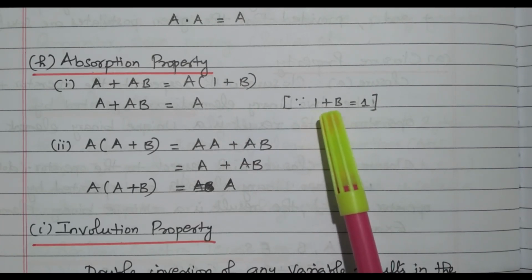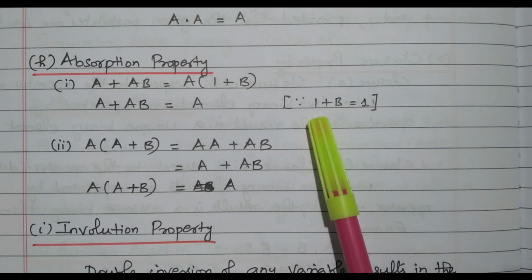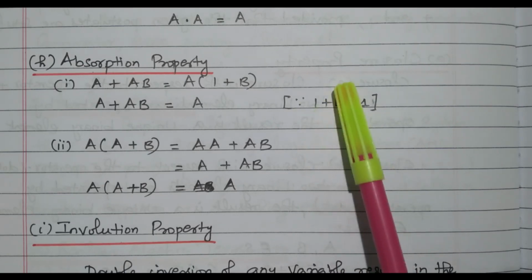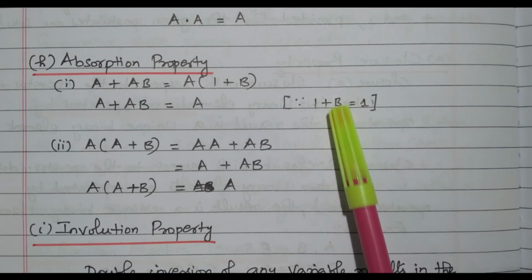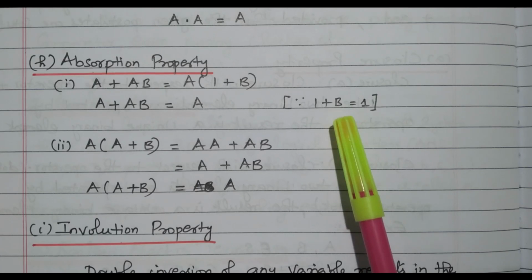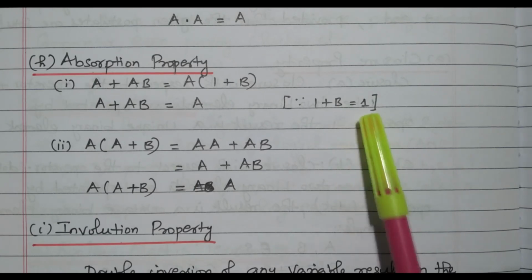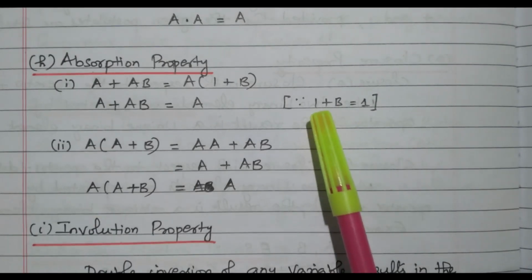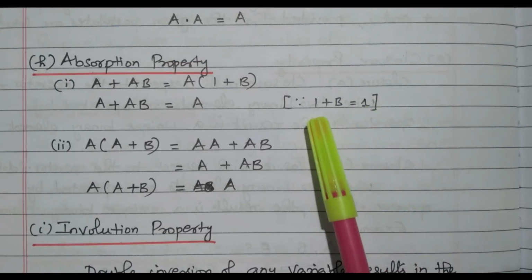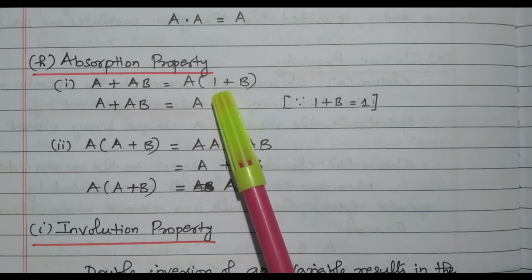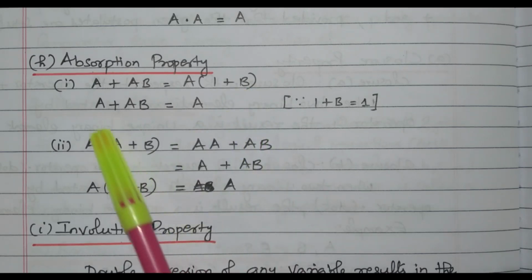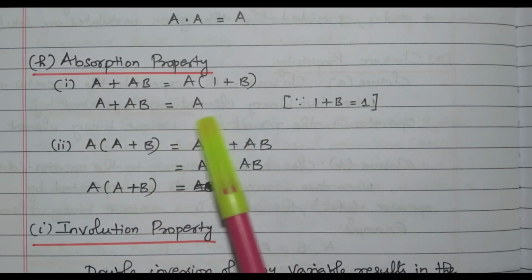If we add 1 plus 1, we will get 1 only. 1 plus 0, we will get 1 only. So with 1, if we add any variable, it will give 1 only, because this value may be either 0 or 1. So 1 plus B is nothing but 1. So A plus AB equal to A. This is one of the absorption properties.